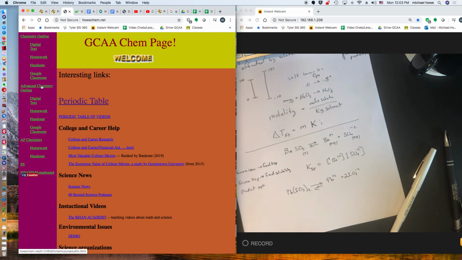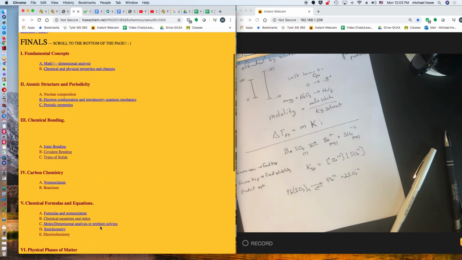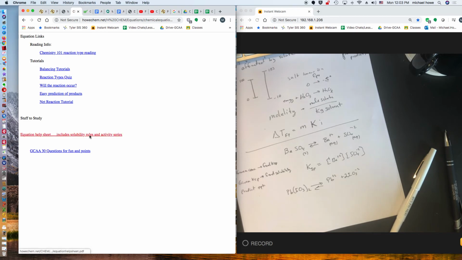So if you remember the equation help sheet, I have this thing called solubility rules on it.